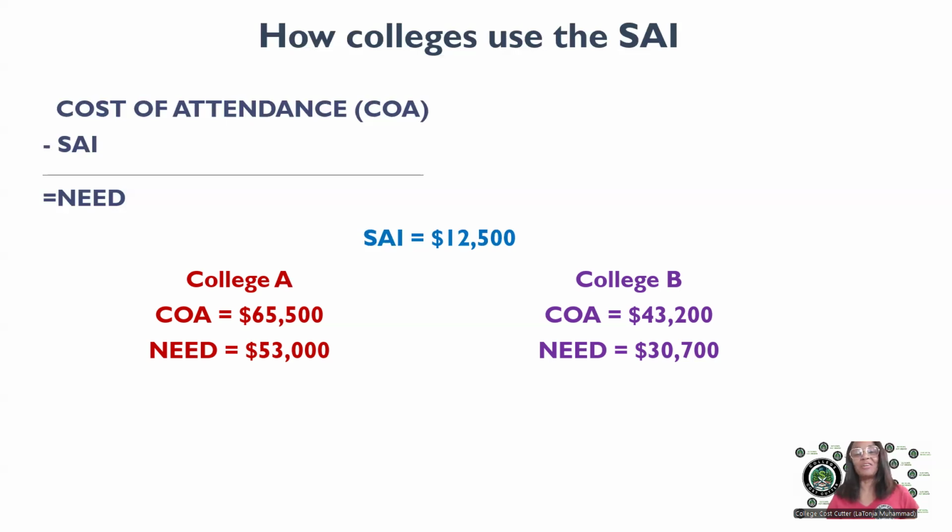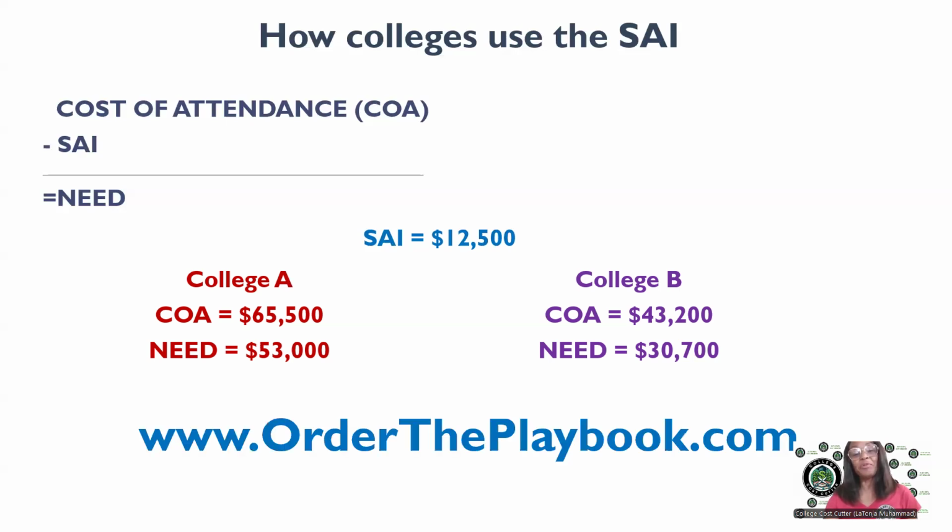So we should pick College B because it'll cost less to go there. That's not necessarily true. And in the College Funding Playbook, 7 Proven Methods for Funding Your Child's Education, we show a couple of case studies that demonstrate that sometimes a college with a lower price tag will cost more out of pocket than a college with a higher price tag.